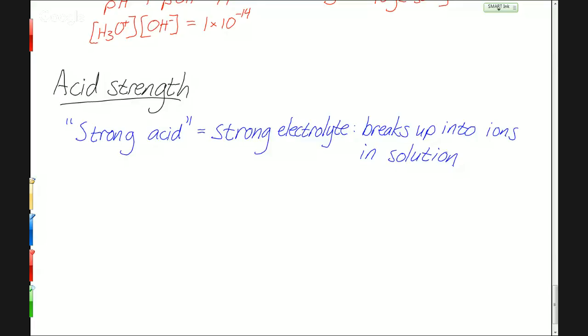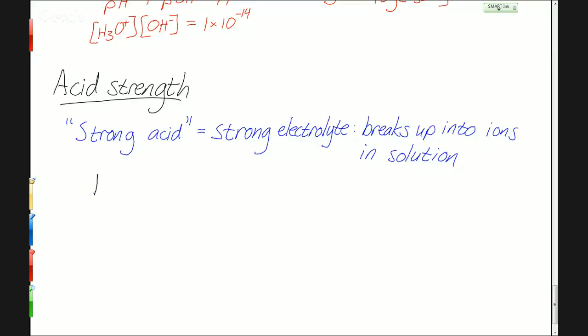So we call HCl a strong acid and acetic acid a weak acid. But that doesn't mean that one is more dangerous than the other. They both burn you and have problems. Acetic acid in many ways is more dangerous than HCl, even though it's called a weak acid. So when we say strong acid or weak acid, we are talking about how this thing breaks up in solution.